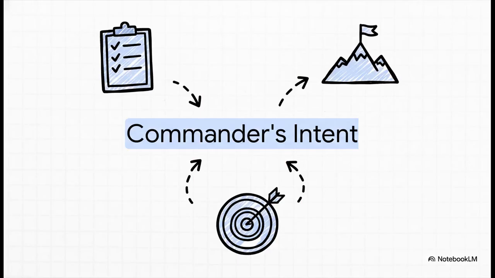So the solution is a concept you're already very familiar with: commander's intent. It's all about clearly defining the task, the purpose, and the desired end state. And when you give an AI that level of clarity, it can execute the mission and execute it effectively. We're about to give you the framework to do exactly that.